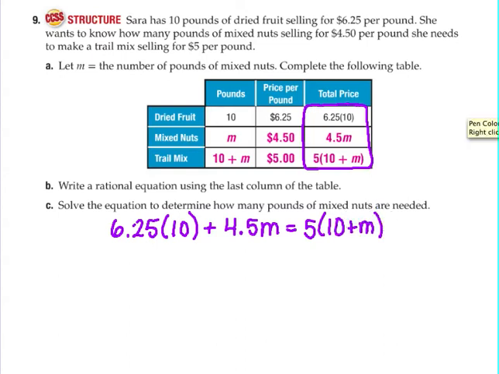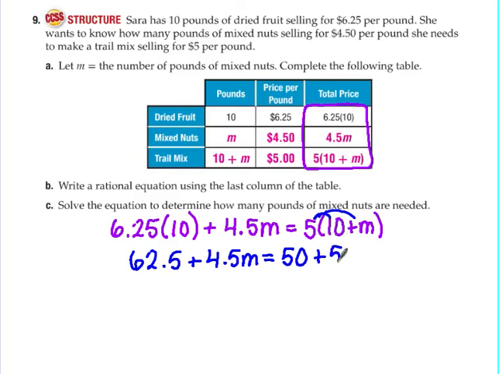So now, we're going to go ahead and solve that. So I have 6.25 times 10. What does that give me? 62.5. On the right side, what does that give me? 50 plus 5m. So now what we need to do is we need to solve that equation for m. So how you solve that equation, that will tell you how many pounds of mixed nuts that you need.